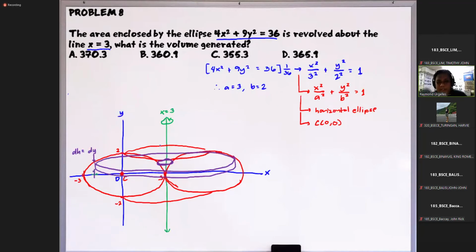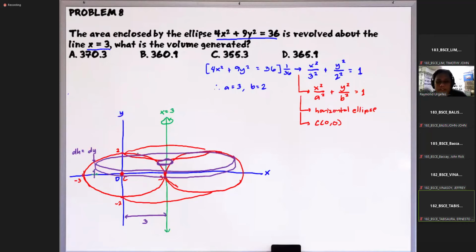Now as for the radius, remember this is 3 units. Then where is our original ellipse? This is the original ellipse, the one centered at the origin. So this will define our x-coordinate and y-coordinate.